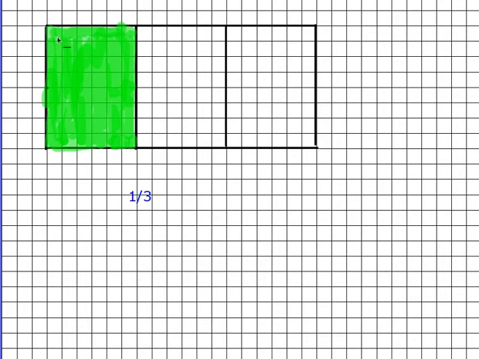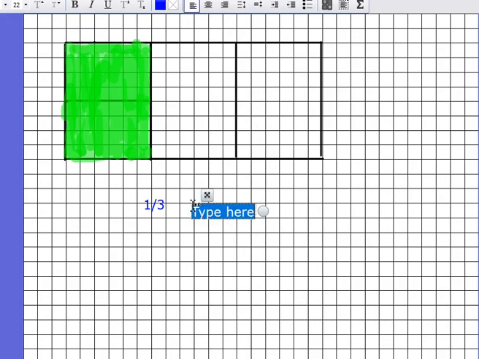Well, I see I have 1, 2, 3, 4, 5, 6, 7, 8 parts. Well, I can cut it in half here, and now I have 2 parts out of how many equal parts? Well, if I look, I have 1, 2, but that's not equal. It has to be equal. So I have 1, 2, 3, 4, 5, 6. I have 6 equal parts. So I have 2 out of 6 equal parts here.